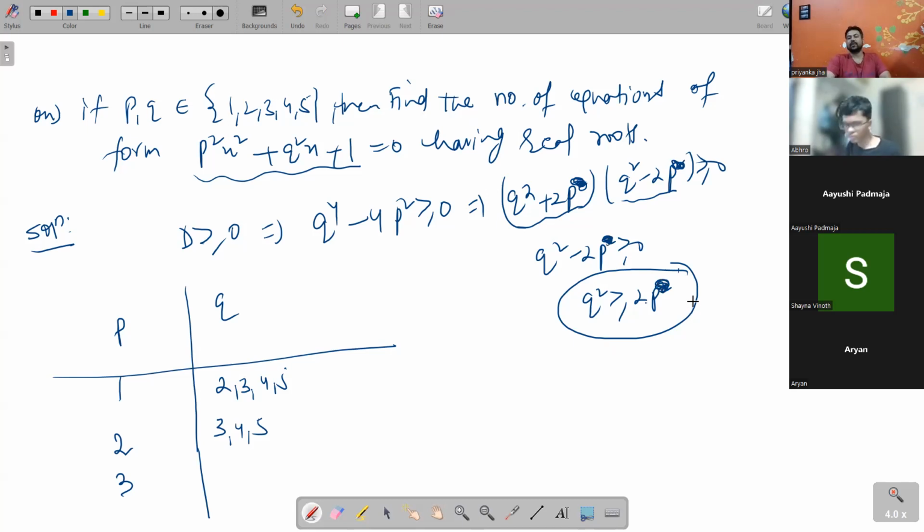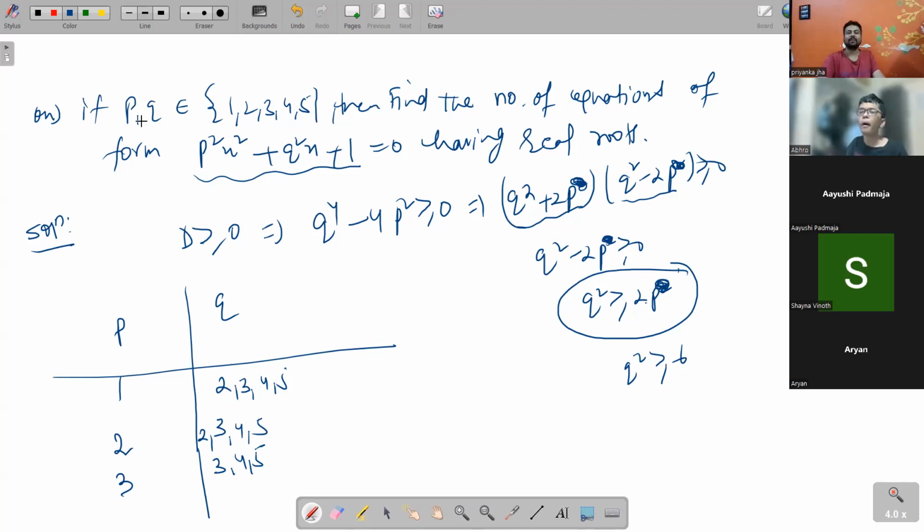Okay, so q square is greater than or equal to 2p. Suppose if you take p equal to 1, so 2, then also it is right. If you take p as 2, so 4, now you can take q as 2 as well, because 2 square is 4, and 4 can be greater than or equal to 4. If you take p equal to 3, so q square has to be greater than or equal to 6. So now you can see, if you take q equal to 1, 1 square is not greater than or equal to 6. 2 square is not greater than or equal to 6. Sir, why don't we take q square plus 2p greater than or equal to 0?